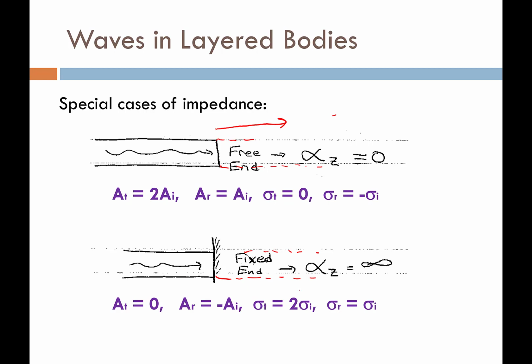Now check this out. The transmitted stress going into the rock or going into the fixed end is double the incident stress that came into it. So in this case where we had a free end, we doubled the displacement amplitude. In this case where we have a fixed end, we're doubling the stress amplitude at the end of our bar. And the reflected stress is equal to the incident stress.